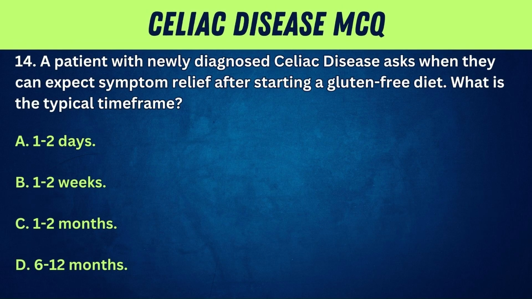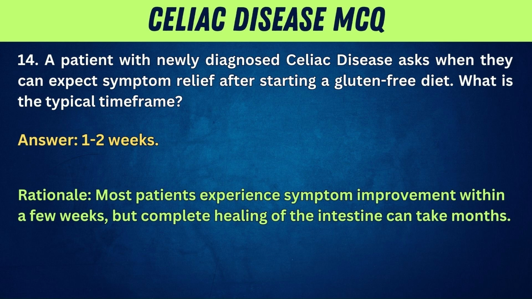14. A patient with newly diagnosed celiac disease asks when they can expect symptom relief after starting a gluten-free diet. What is the typical time frame? A. 1 to 2 days. B. 1 to 2 weeks. C. 1 to 2 months. D. 6 to 12 months. Answer: 1 to 2 weeks. Rationale: most patients experience symptom improvement within a few weeks, but complete healing of the intestine can take months.